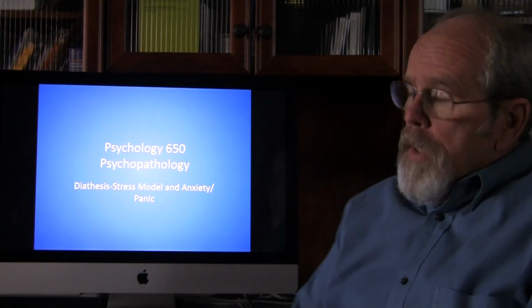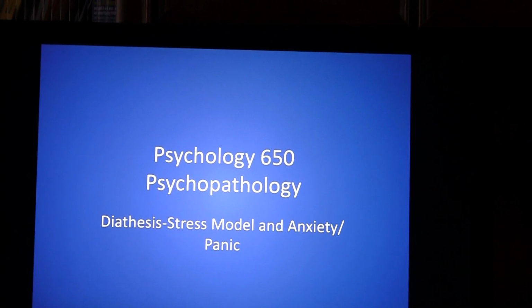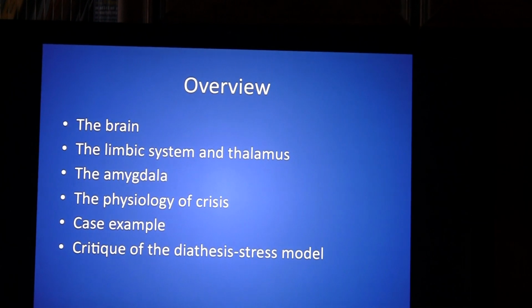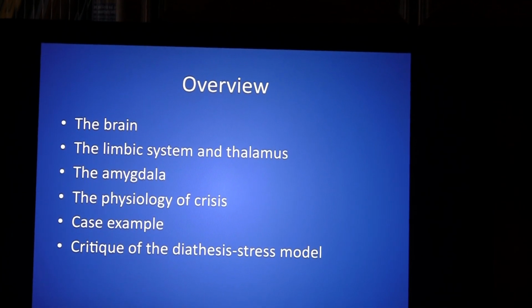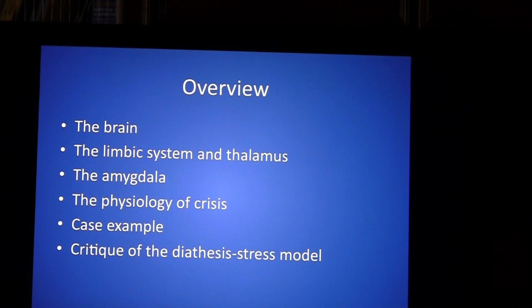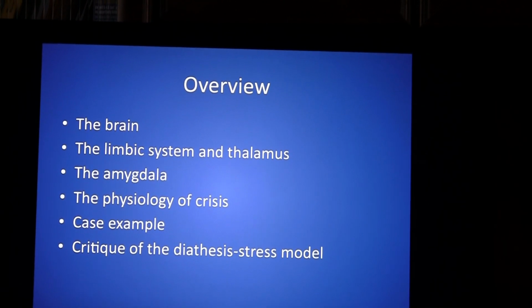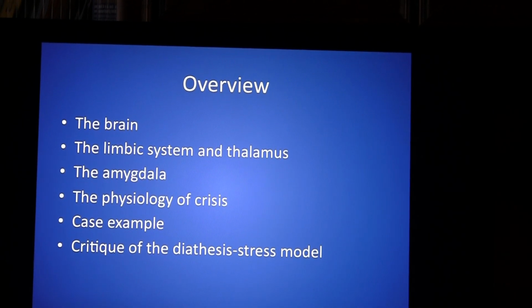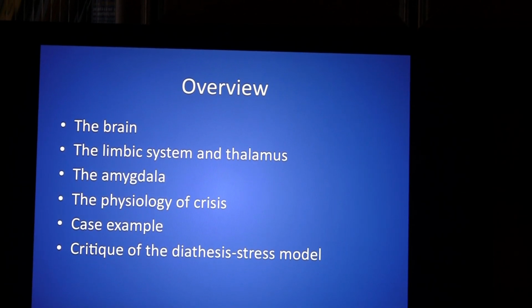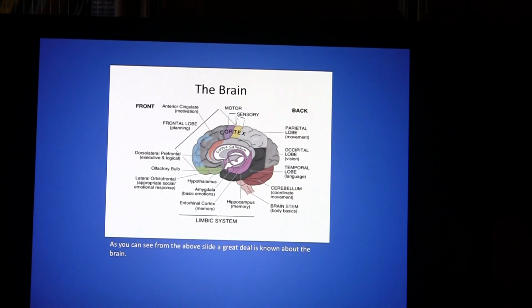The purpose of this video is to review the diathesis-stress model of anxiety and panic. During this video, we're going to take a short look at the physiological structure of the brain, focusing primarily on the limbic system and thalamus, the amygdala, and talk about the physiology of crisis. I'll conclude by giving you a case example and a short critique of the diathesis-stress model itself.